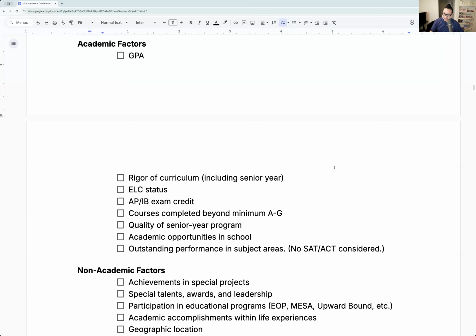I saw a question in the chat. Should you not take senior year? Definitely rigor of senior year is the most important thing, so make sure you do that. Academic opportunities in school, outstanding performance in subject areas. There's no SAT, ACT exams, right? So keep that in mind as well, too.